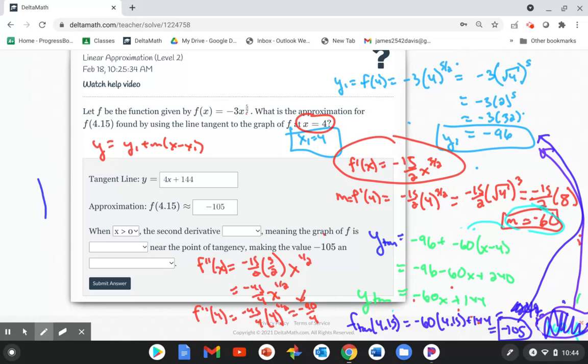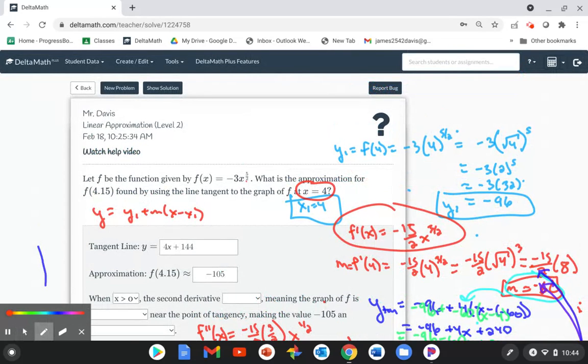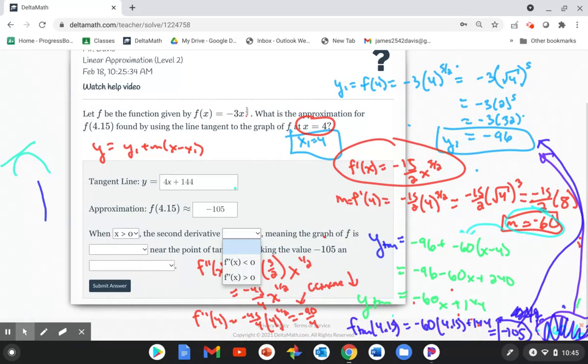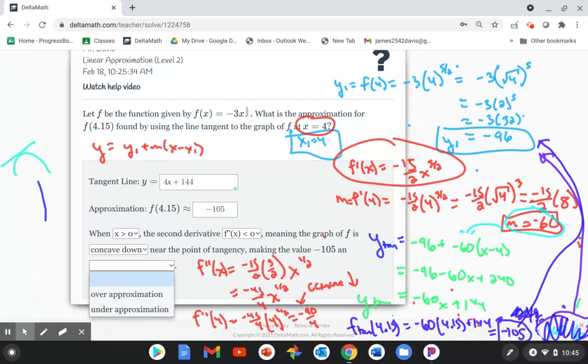That is concave down. It all ended up being down on this one. So if it were up, then it would be an under approximation. But this is concave down. So again, concave down if you want to draw it. Boom. Like this. Tangent line on top of it, which means the tangent line approximation is an over approximation. So the second derivative is less than 0, concave down, which means the value is an over approximation.